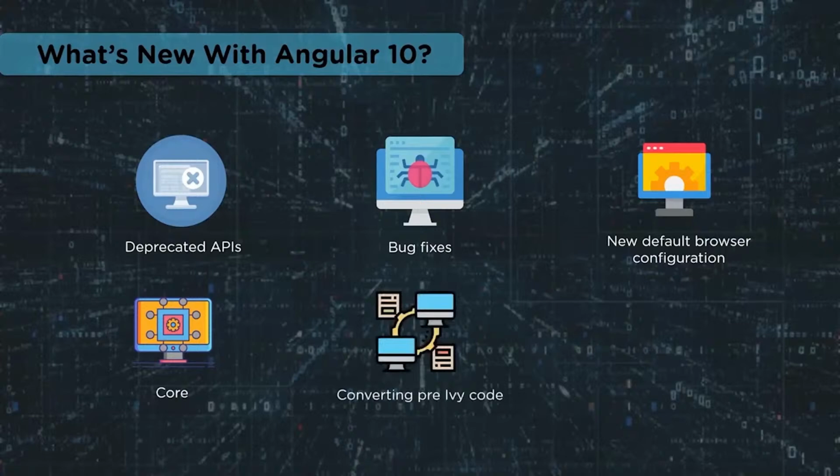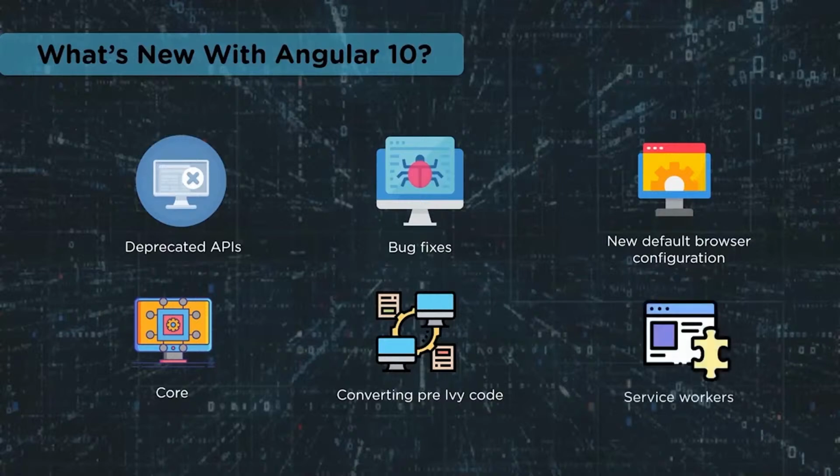The next improvement is converting pre-IV code. Now, all the pre-IV dependencies from npm should be transformed to IV dependencies. Now, this is supposed to take place as a precursor for running ngtsc at the application. And lastly, we have service workers. Now, in the previous versions, there were situations where the service worker never got registered when there was a long-running task or a recurring timeout. However, this error has been fixed in this version.